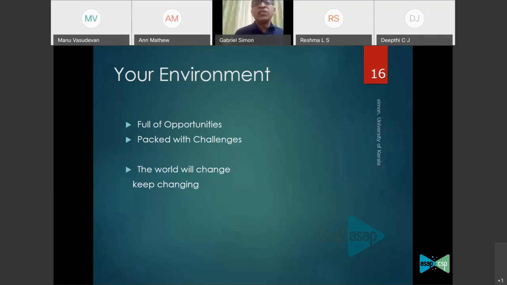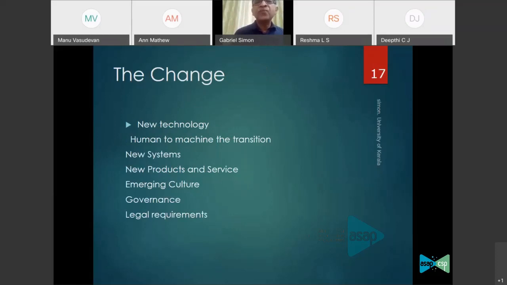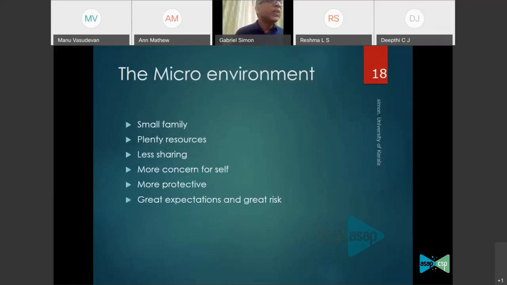Now let us go to slide number 18. Here, we were earlier looking at macro environment level changes, physical, natural, based on the environment. At the micro level also, your environment is changing. What are those changes? Some of the changes are that the size of the family is coming down. Earlier, we used to have big joint families. Now you have families with three or four members.